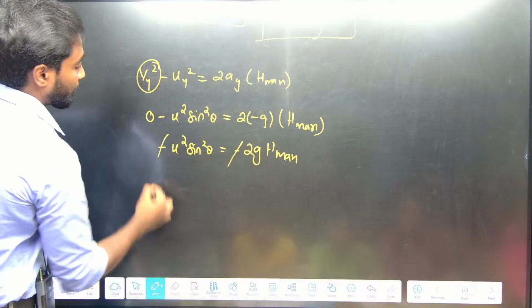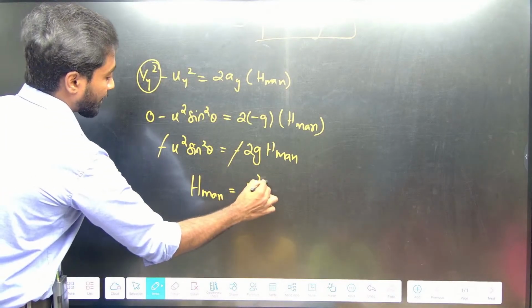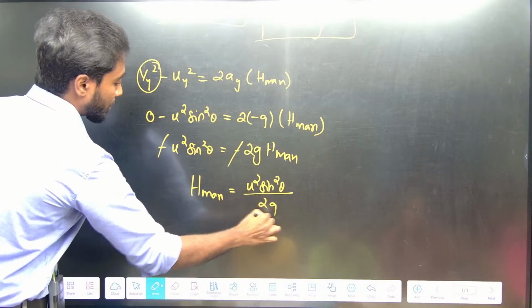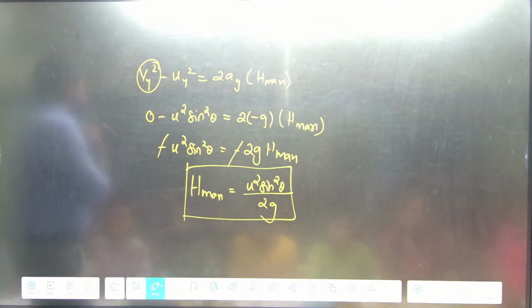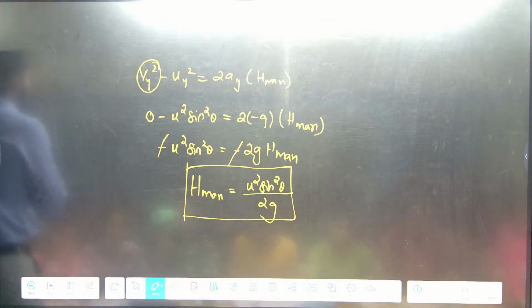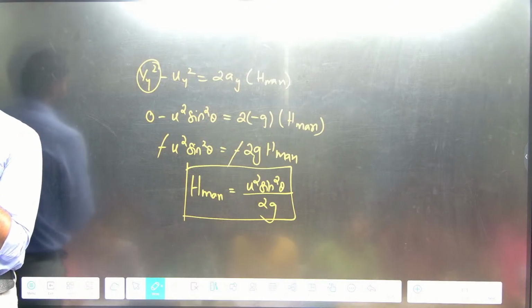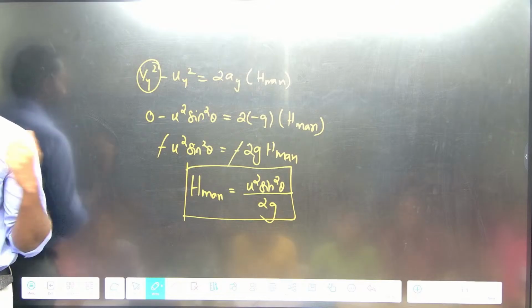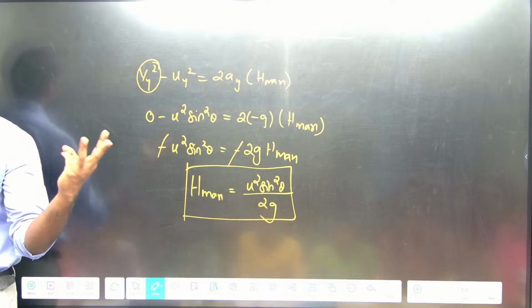So minus and minus will get cancelled. Maximum height will be equal to u square sin square theta by 2g. This is the maximum height reached by the object. Okay, u square sin square theta by 2g. So whatever we wanted, we got it. One is maximum height, one is time of flight, one is range.